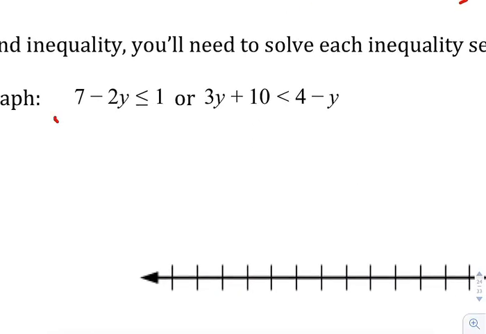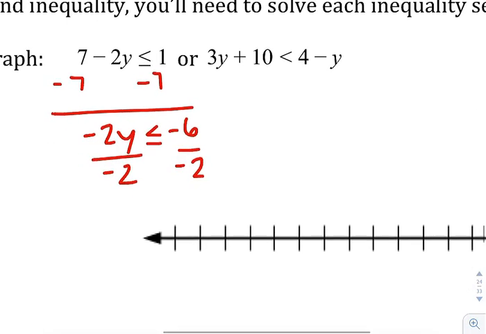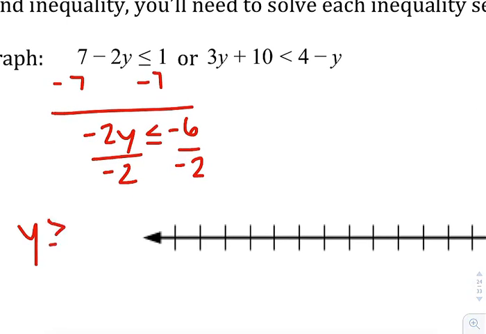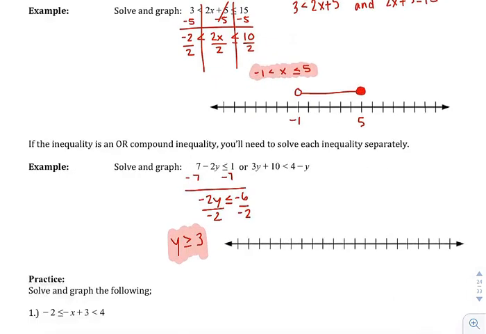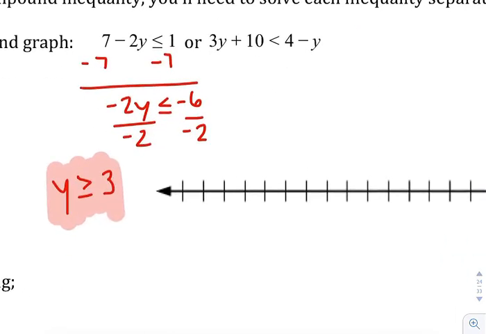So if you solve the first one, subtract 7. And remember, the rules still apply for these when we're dividing by a negative. Here we're dividing by negative 2, and we get y, flip our sign, greater than or equal to 3. If you had to flip your signs for an "and" inequality up above, you would flip all the signs in the problem. You don't just flip one of them, all the signs flip because you're dividing everything by that negative. So the first one is y greater than or equal to 3.